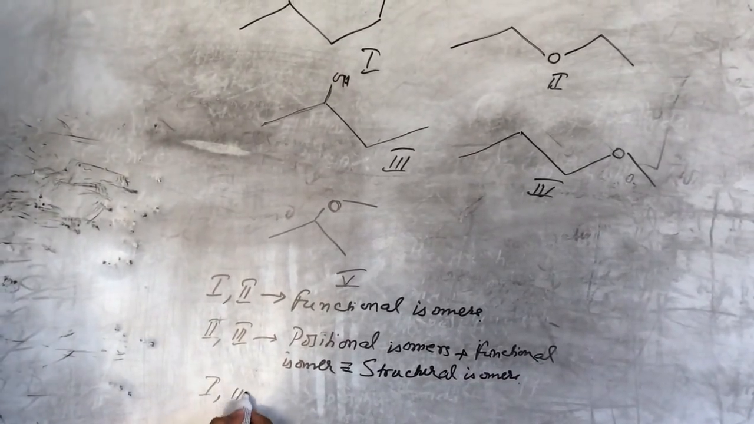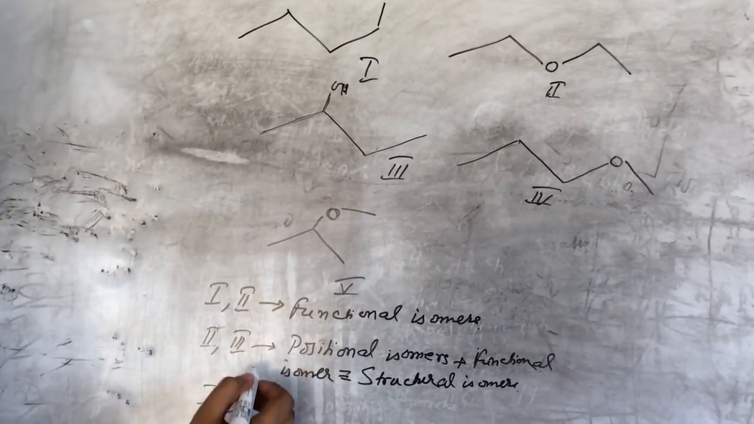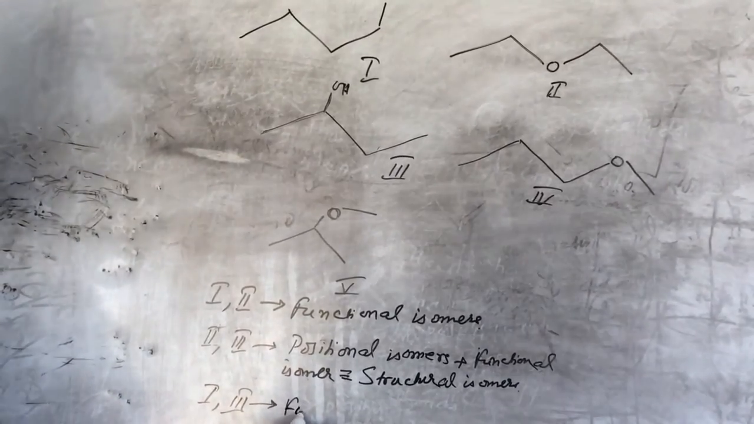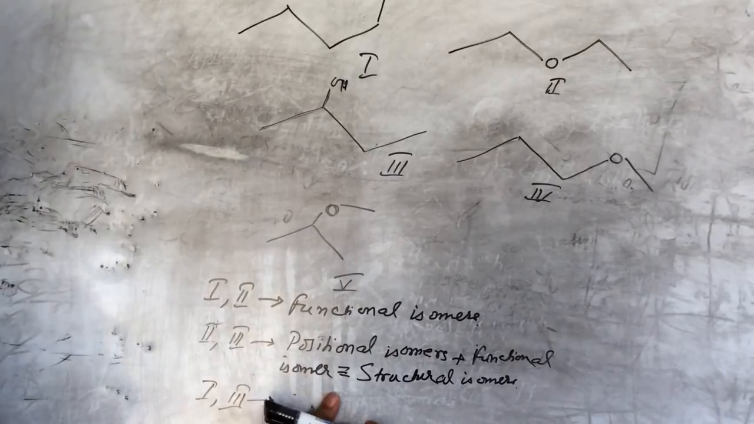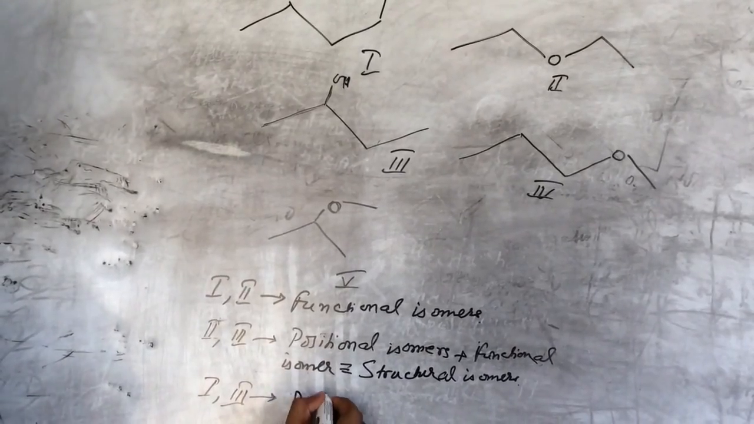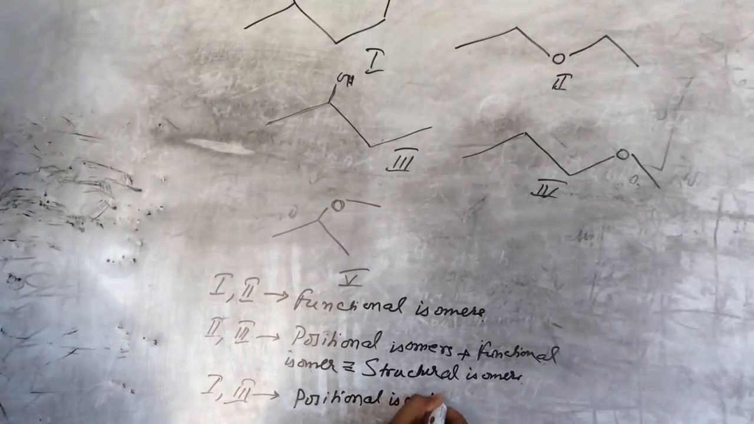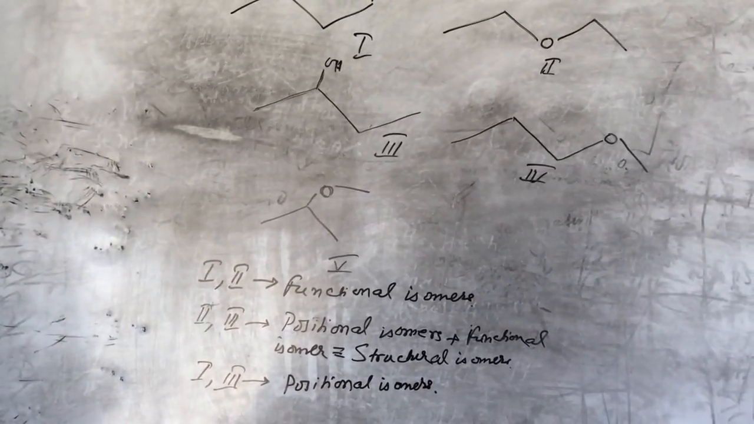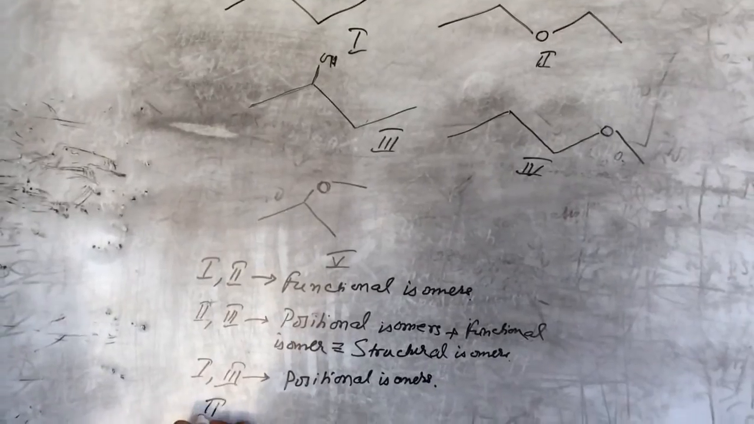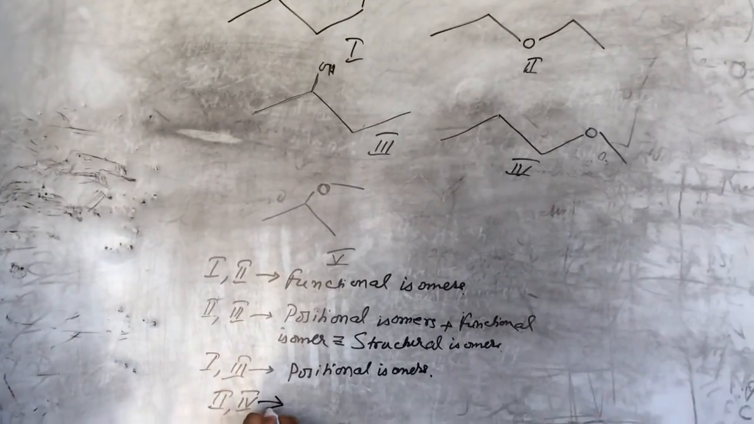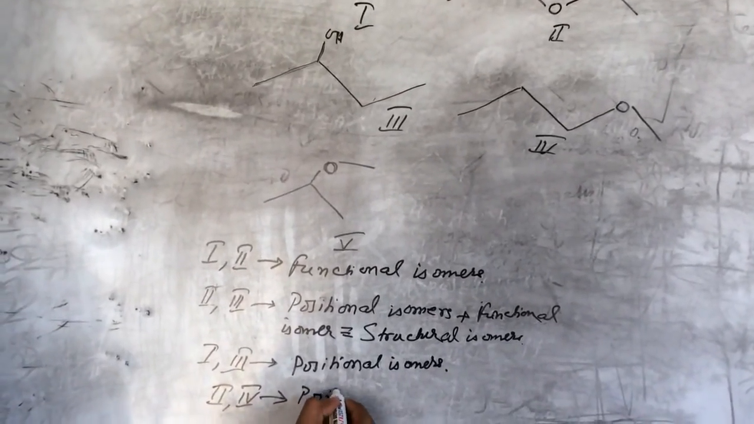1 and 3, as you have already guessed, is a positional isomer. Positional isomers. And 2 and 4, pretty simple, again positional isomers.